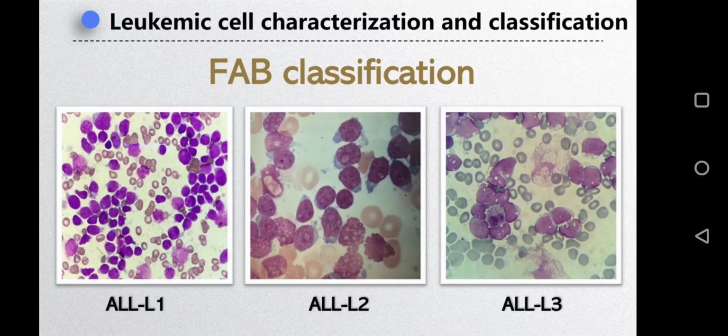The FAB classified ALL according to the size of the leukemia cells. ALL1 is the small cell ALL. ALL2 is large cell ALL, and ALL3 is also large cell ALL, but with no granules in the plasma and many vacuoles. Now, ALL3 is not diagnosed as ALL, but Burkitt lymphoma.